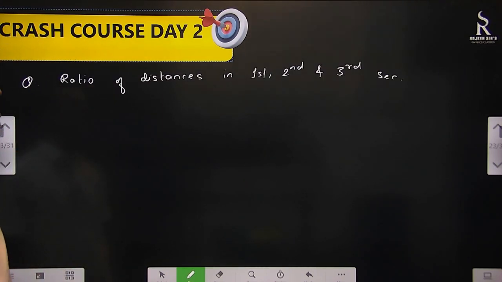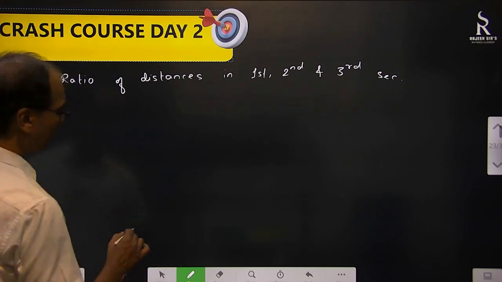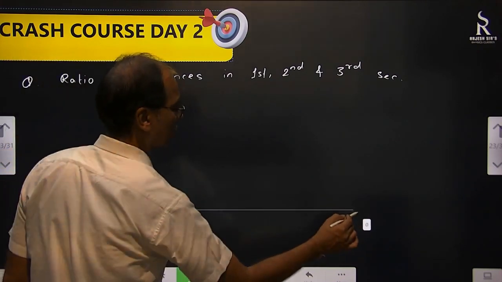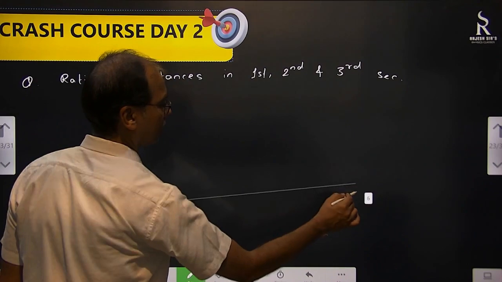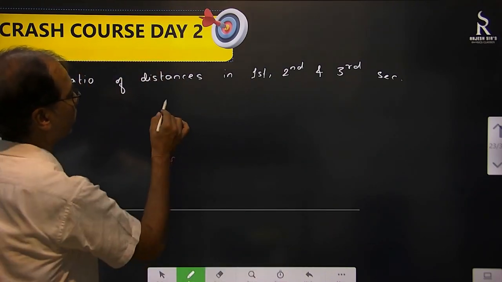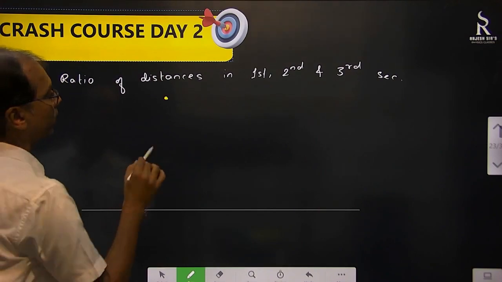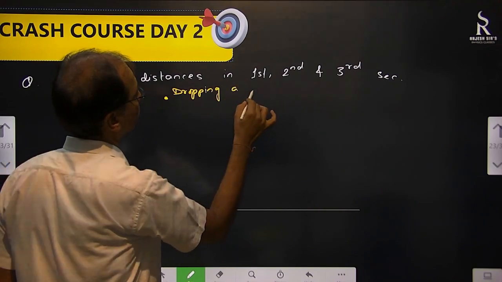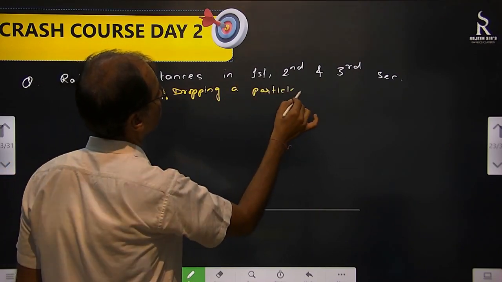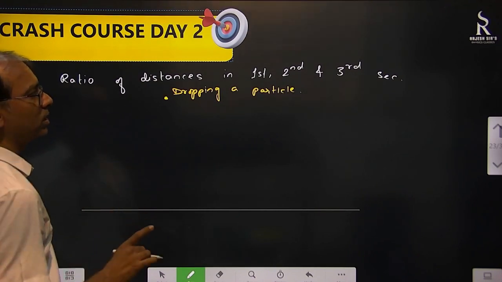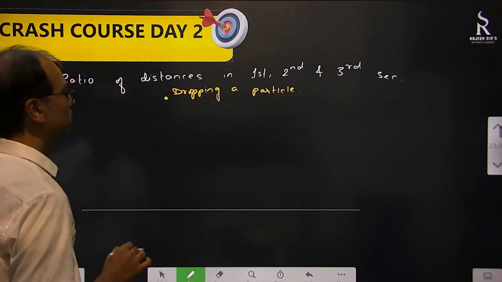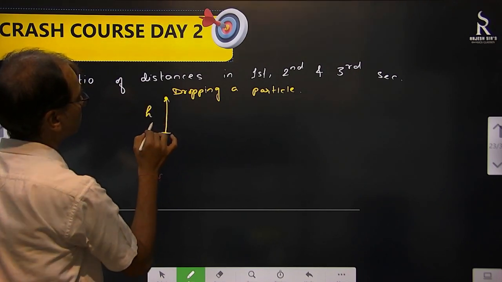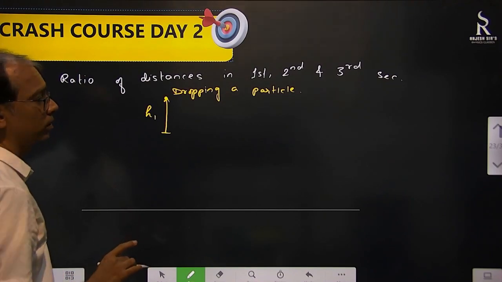Ratio of distances in the first second and third second. Suppose we are dropping a particle from a height, suppose from here. So the question is asking us, what is the ratio of distances traveled in the first second, second second and third second? Okay, no issues. So we'll say the first second is traveling h1. First second, remember.